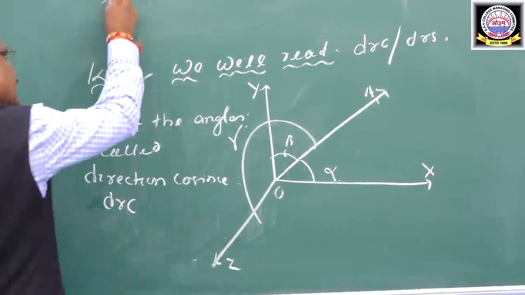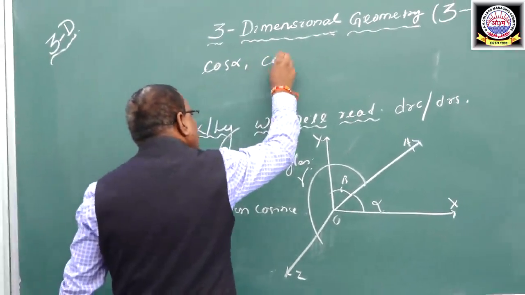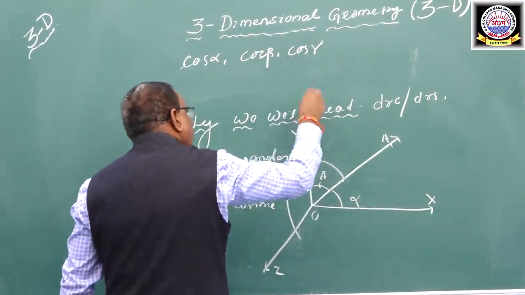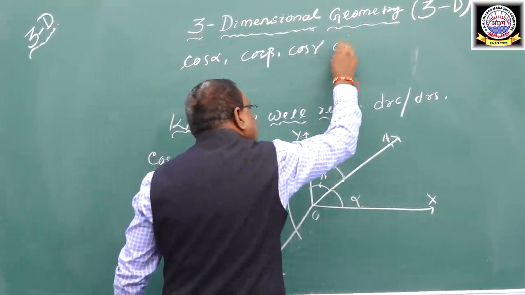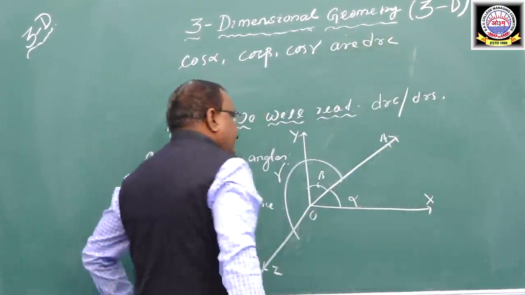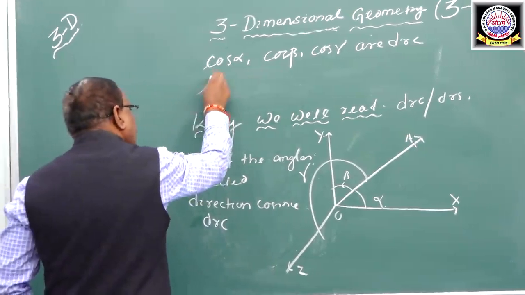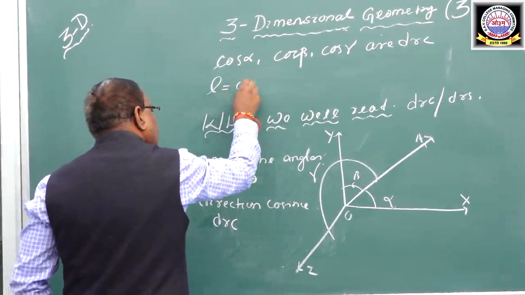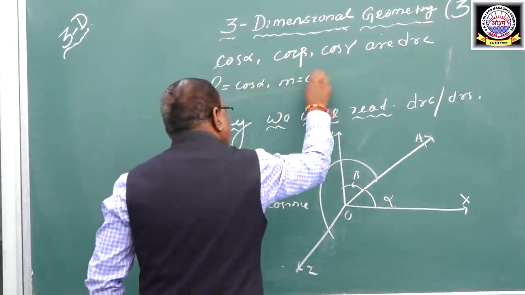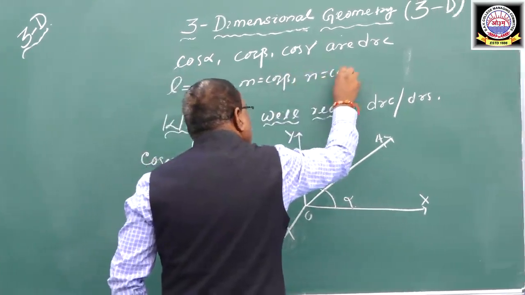So, I can write cos alpha, cos beta and cos gamma are the DRC. And in shortcut, they are denoted by the symbols: L is called cos alpha, M is called cos beta, and N is called cos gamma.